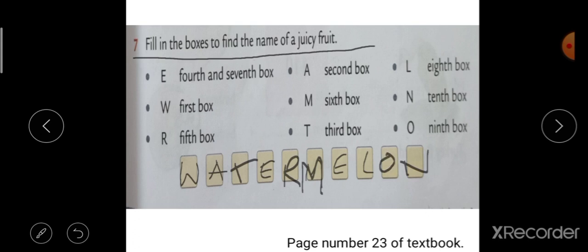So which juicy fruit have we made? Watermelon. Okay, we have made the fruit and the name of the fruit is watermelon.